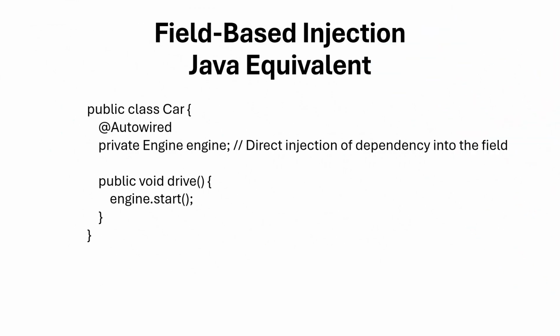This code demonstrates field injection, where the engine dependency is directly injected into the field using @Autowired. While simple and concise, it hides dependencies and can make testing and maintenance harder.